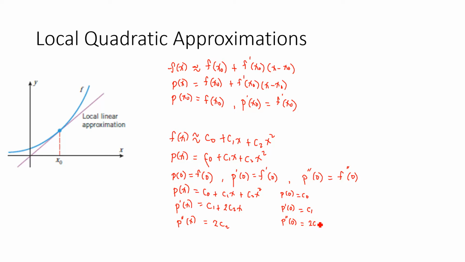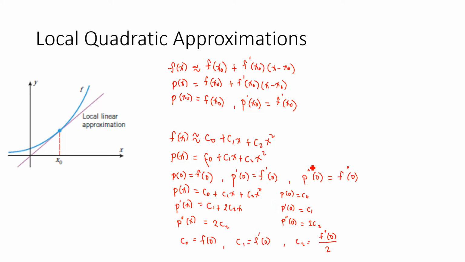So it follows the form that c sub 0 is equal to f of 0. Our c sub 1 would be the first derivative of f of 0, and our c sub 2 would be equal to the second derivative of f of 0 divided by 2. Substituting these would yield the formula for the local quadratic approximation of f at x equals 0.